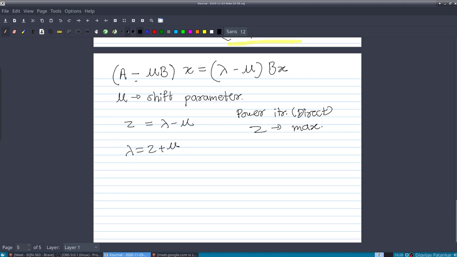Okay, no, this will not be it. Let us say power iterations, instead of this, inverse power iterations. What will happen if I use inverse? Then z will be minimum. So in this case, how can I get it? Z is maximum. I think I'm confused somewhere. Wait a minute.